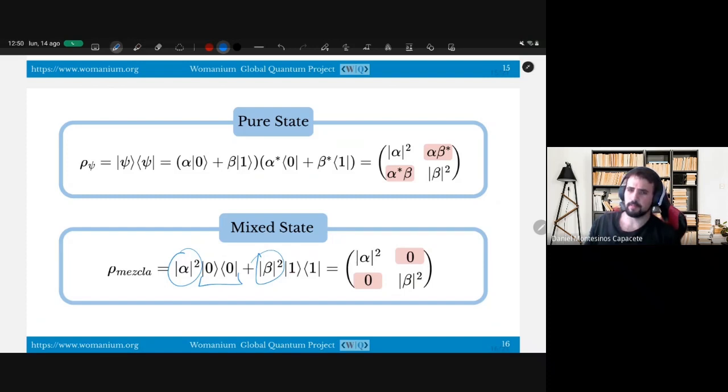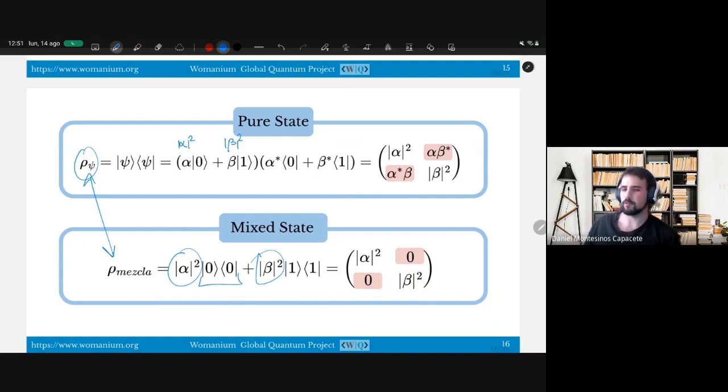And the funny thing is that the states described by this matrix and the other matrix have the same probability to be in zero or one, because the probability to be in zero here is just alpha squared, and the probability to be in the one state is beta squared. So in this mixed state the probability is the same, but the state is different.